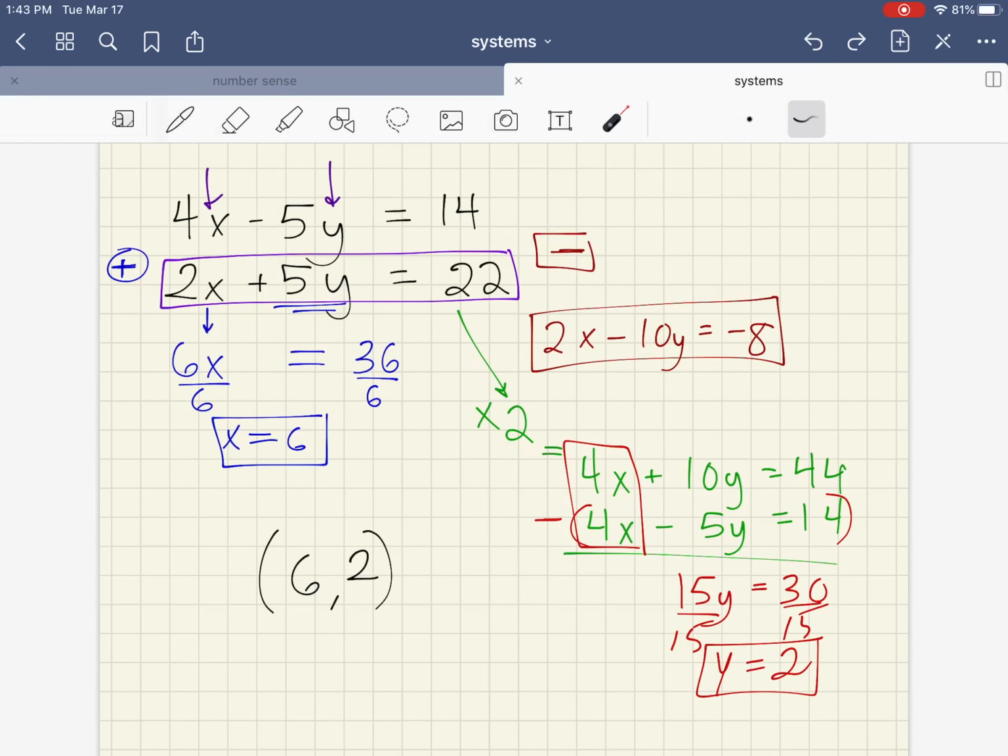But one thing that I think is pretty neat, when I plug it in here, 6 and 2 also makes this equation true. So this other equation is a third line that also passes through that same intersection point.